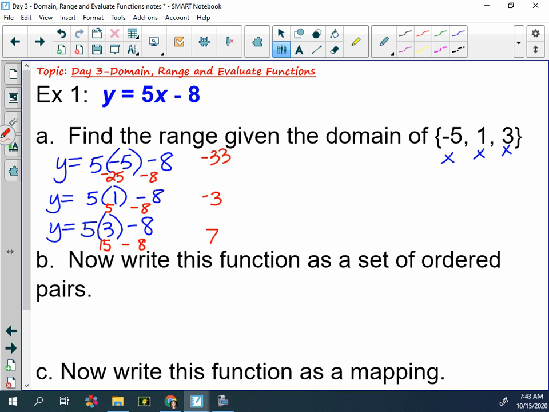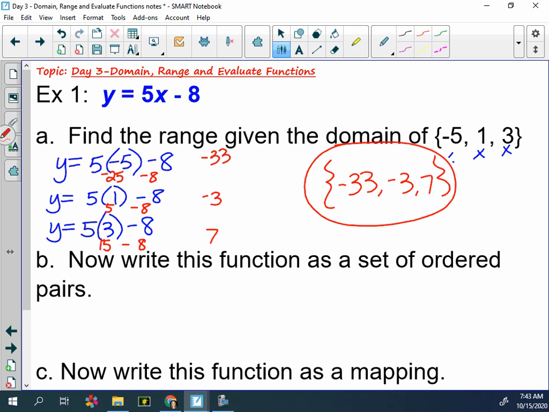Okay. Negative 33, negative 3, 7. So you're matching on that? Okay. In order to finish, we will use our same notation here. These are in order again. Negative 33 is the smallest. Negative 3 is a little bit bigger. And then 7. That would be your range.